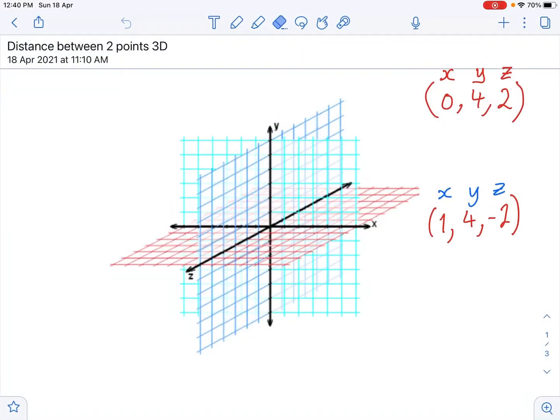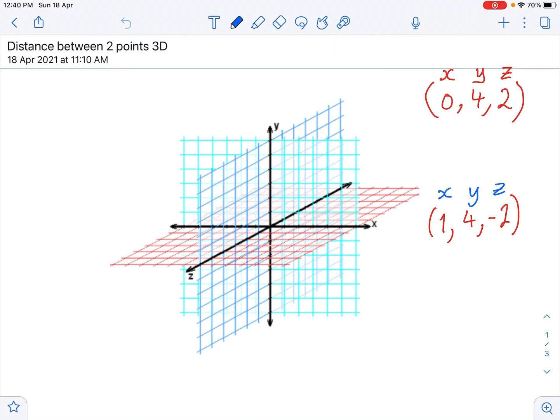Right, looking at points in 3D here. Now, points in 3D are very similar to points in 2D, but we have a third dimension. So we're used to seeing the x-axis and the y-axis. In 3D, we also have a z-axis. So we've got three parts to the coordinate.